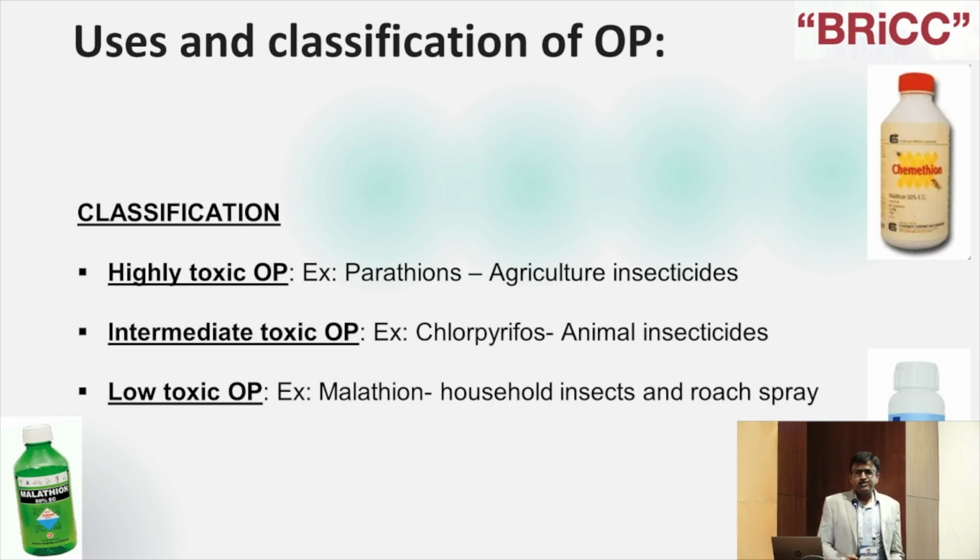Classification based on toxicity. It's been classified as highly toxic, intermediate toxic, and less toxic. We all know the agricultural insecticides are the very toxic ones, which are the parathions. The household sprays, which in urban India we normally see, and which we get referred from other places as well, are the malathions. Something in between is chlorpyrifos, which is used in animal insecticides.